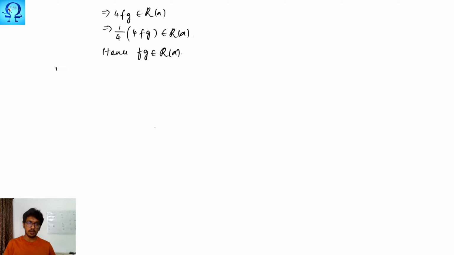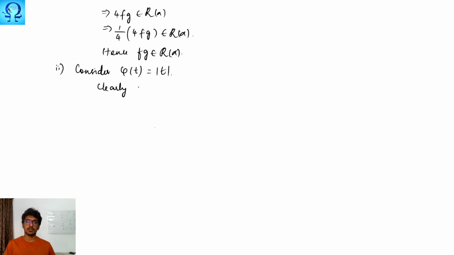Now let us move to the second part of this theorem. In the second part, consider phi of t to be the absolute value of t.